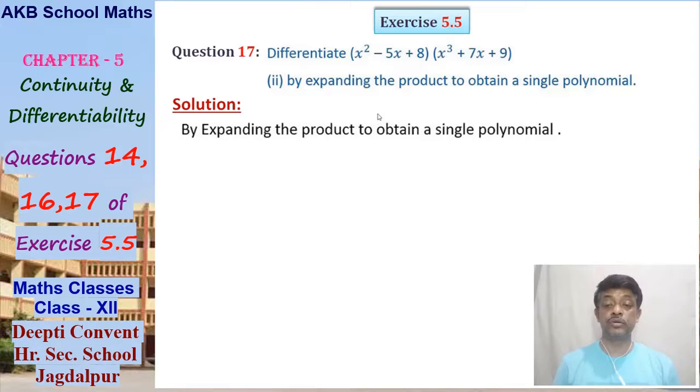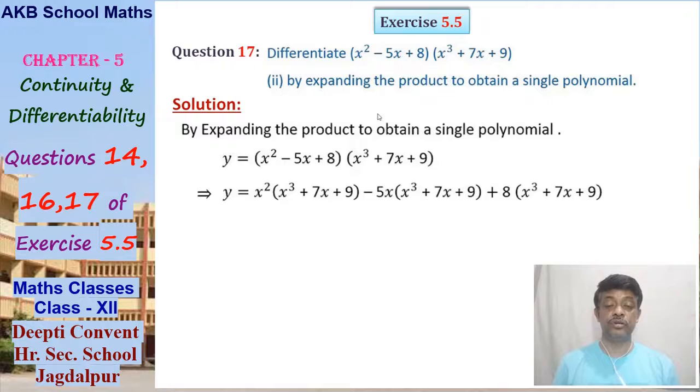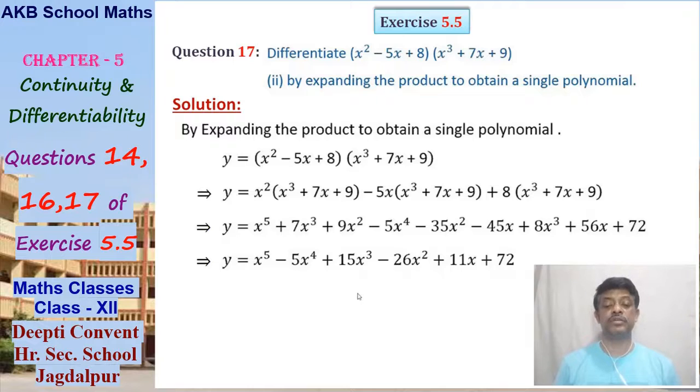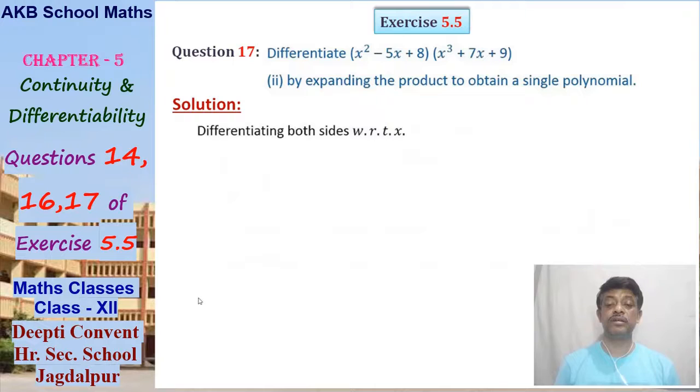Okay, so y equals this; multiplying these two expressions, we get it like this, adjusting and writing as a descending power of x. Now differentiate on both sides with respect to x. Left side we get what? Dy by dx, and right side dy by dx of this.